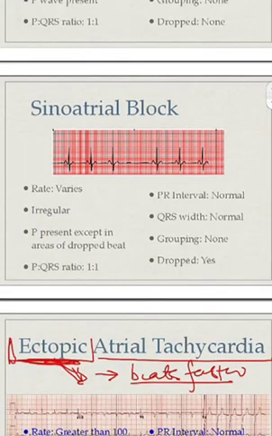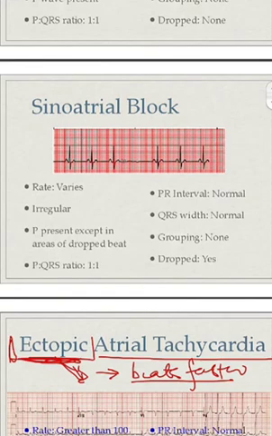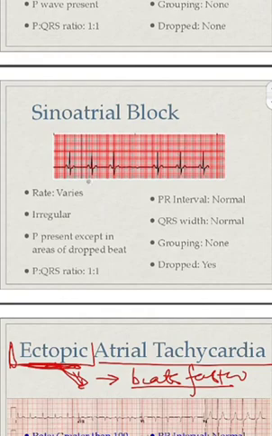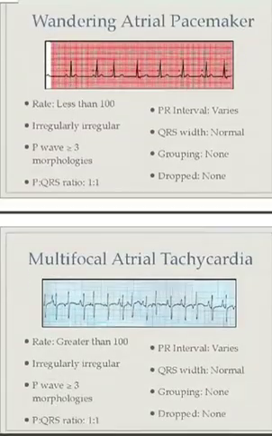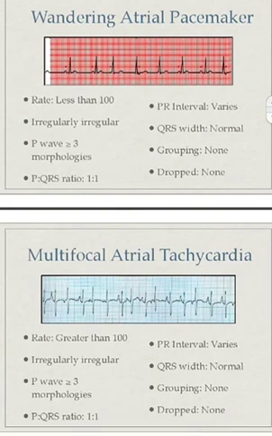For example, in this ECG, this is the R-R distance, this is another R-R distance, and so none of these would be in any regular formation, right? I hope you understand my point. Okay, rate is less than 100, irregularly irregular.